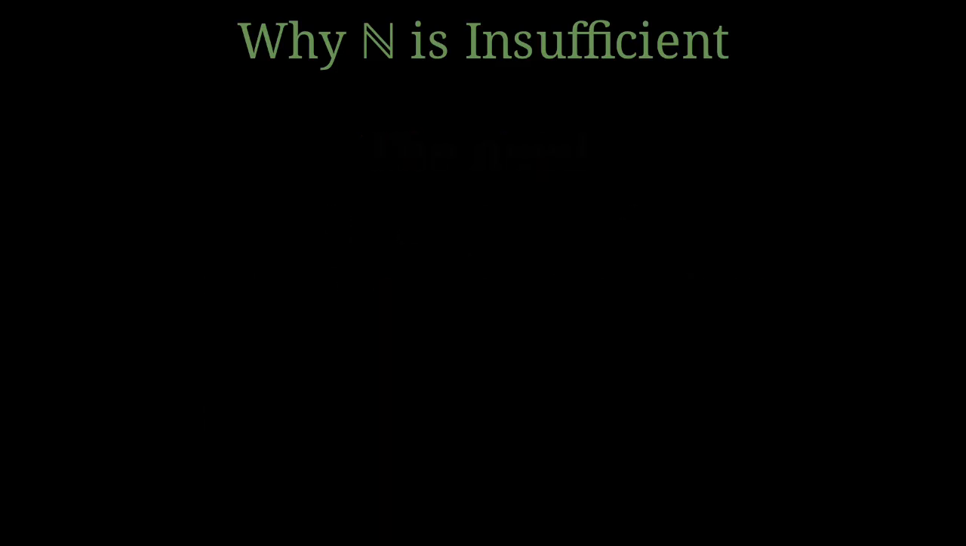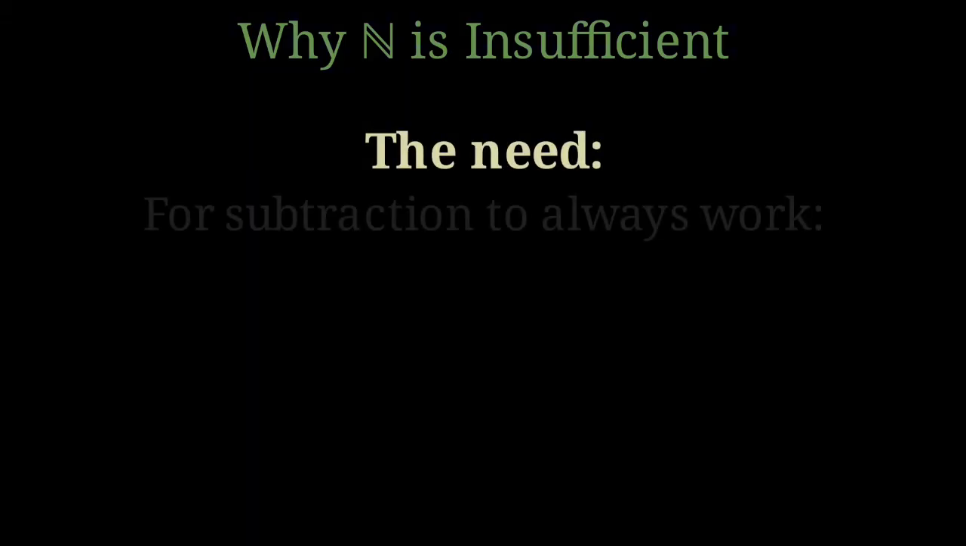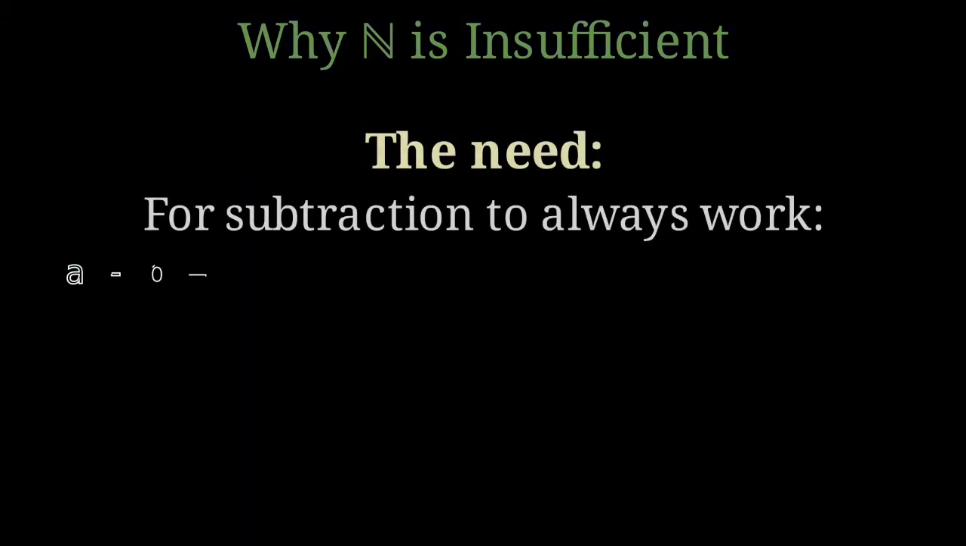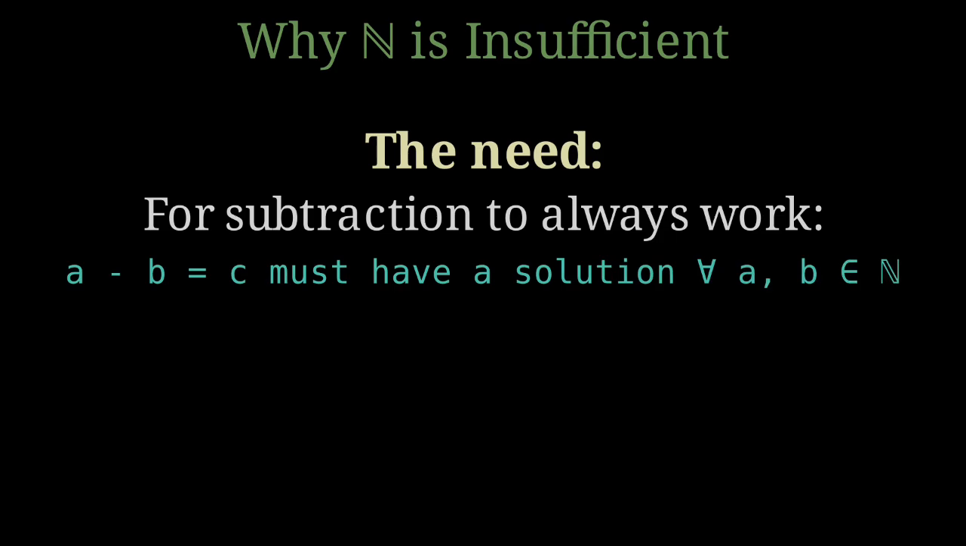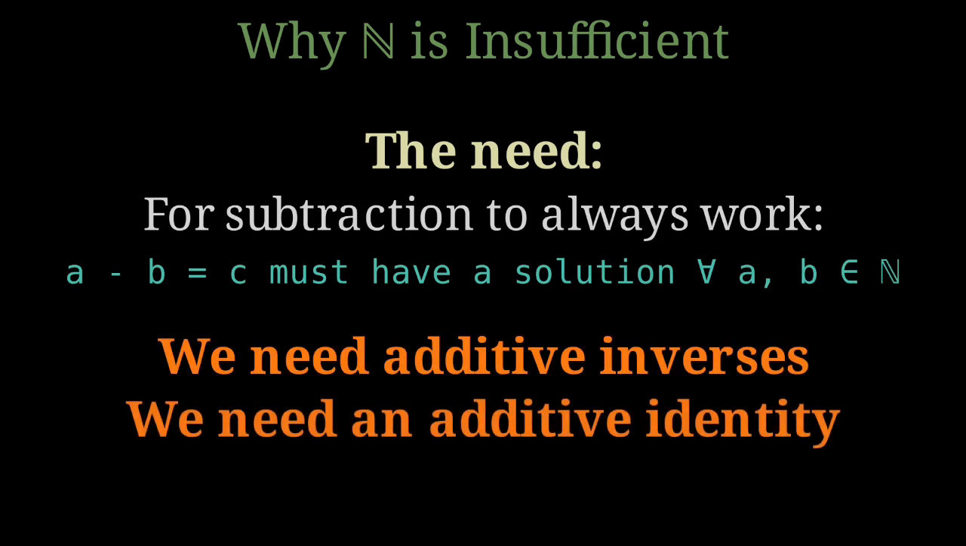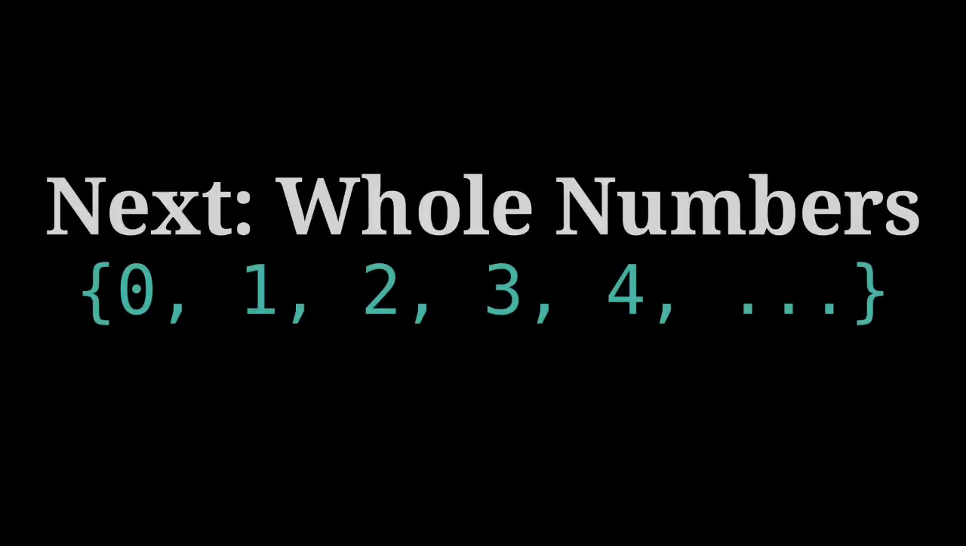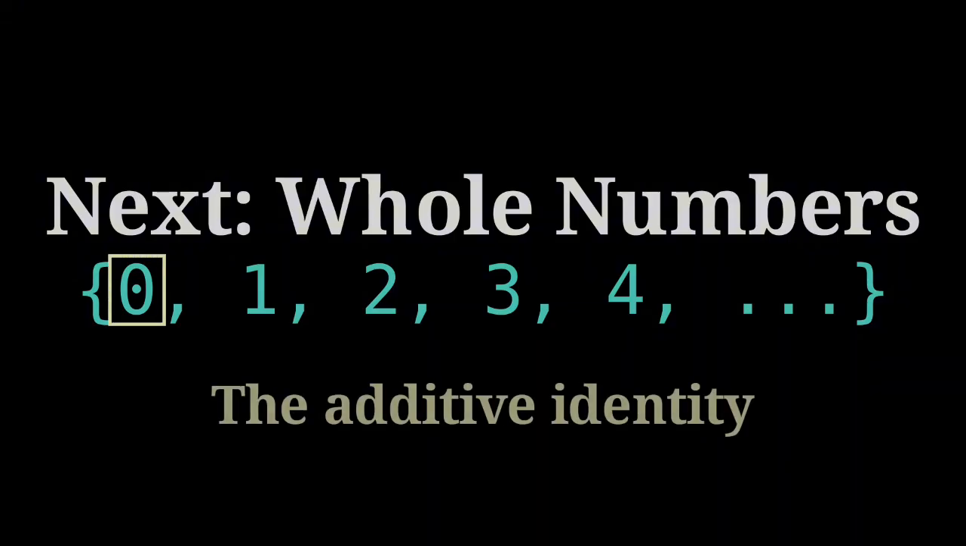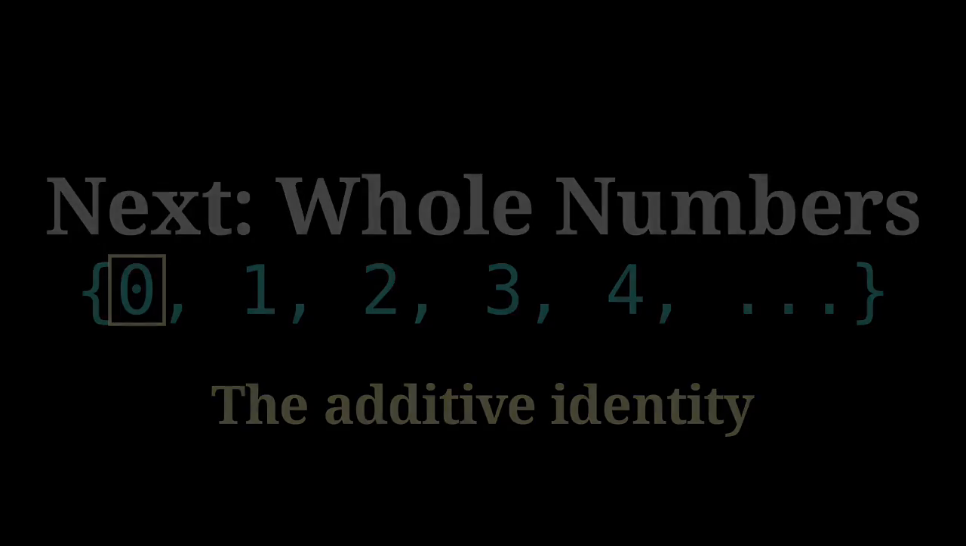For subtraction to always work, we need this property. A minus b equals c must have a solution for all a and b in N. To achieve this, we need additive inverses. We need an additive identity. These requirements force us to expand the number system. Next, we'll introduce the whole numbers, the set of natural numbers with 0 included. The set contains 0, 1, 2, 3, 4, and so on. 0 is the additive identity. Adding 0 to any number returns that same number.